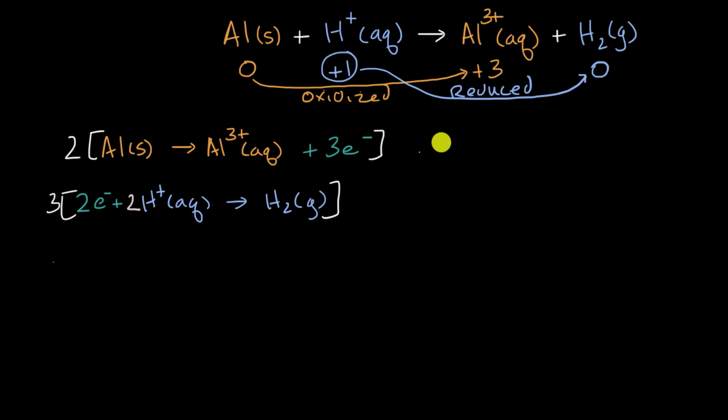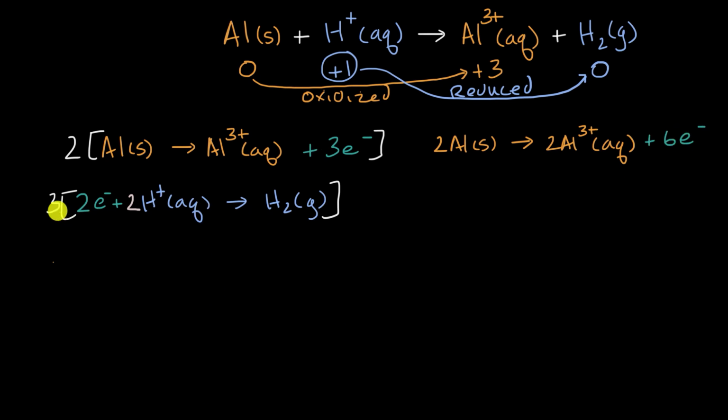And so let me now rewrite this. So if I multiply by 2, we're going to have 2 aluminums in a solid state. And then on the right-hand side of this half reaction, I'm multiplying everything by 2. So now I have 2 aluminums with a +3 charge in an aqueous solution. And then I'm multiplying these electrons by 2 as well, so plus 6 electrons.